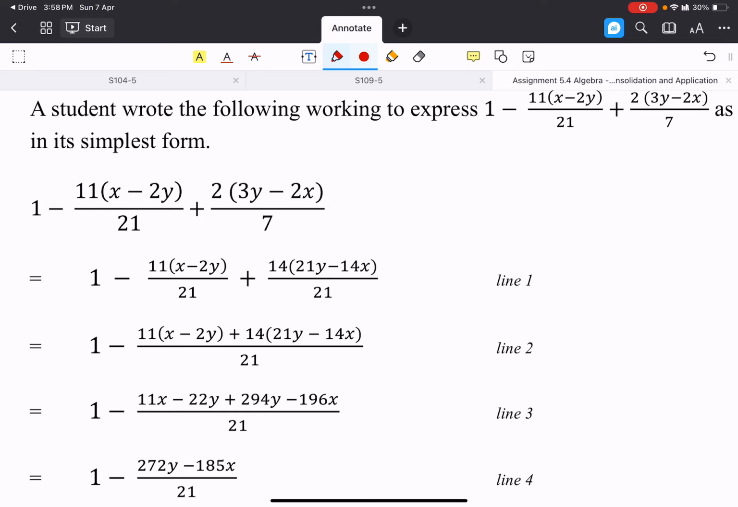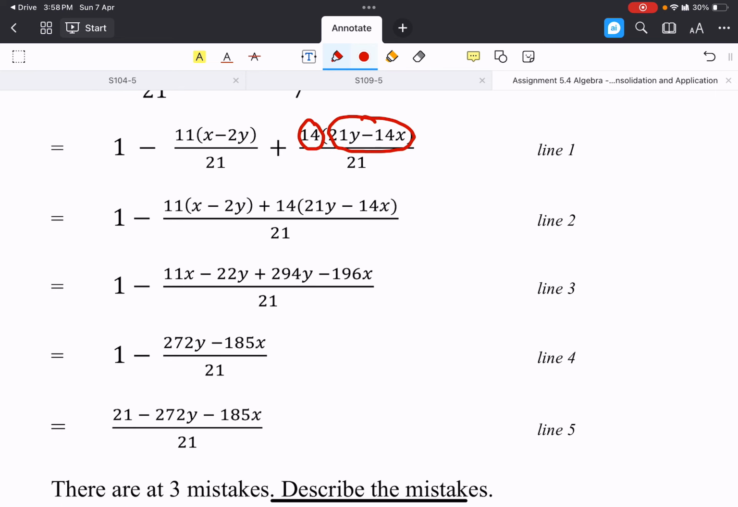So mistake number 1 is over here. This should not be 14. This should be 2 times 3, which gives us 6. And then this portion here is also a mistake. You should not be changing this portion over here. Is there another mistake? Another mistake can be found towards the very end. Over here should be a positive, because we have a negative times a negative, it should be positive. So three mistakes over there.